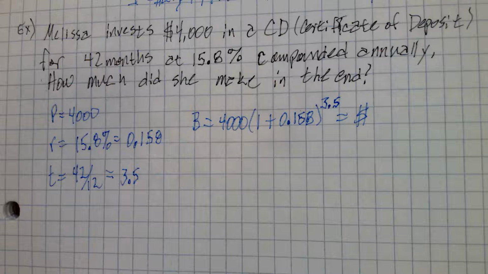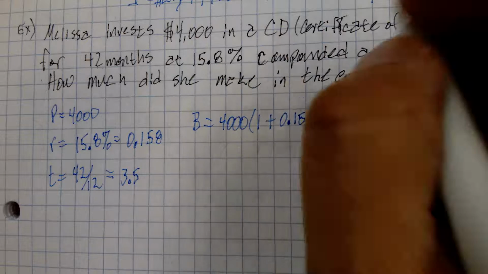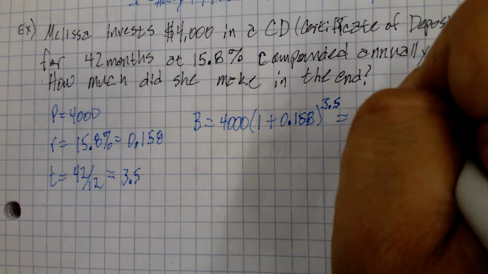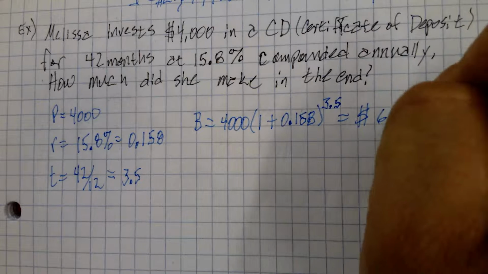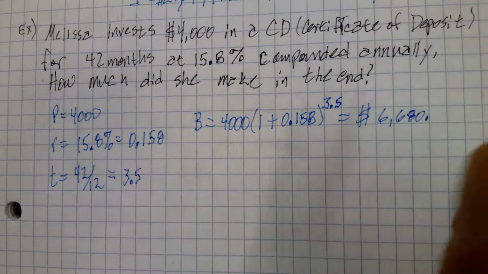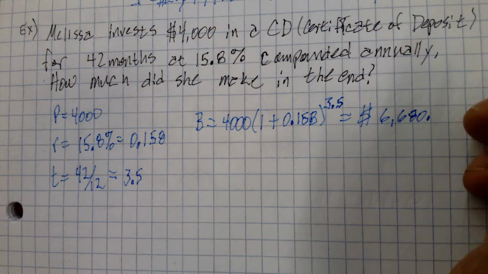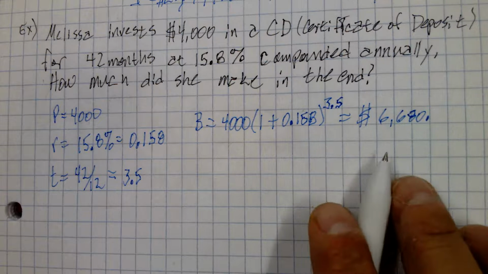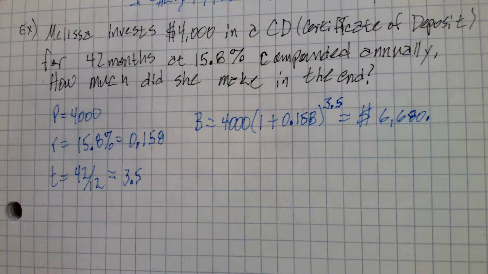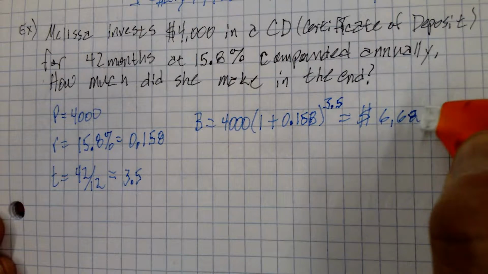Let's get a couple more people to verify that. Round it to two decimal places, since it is money. $6,684 and 5 cents.